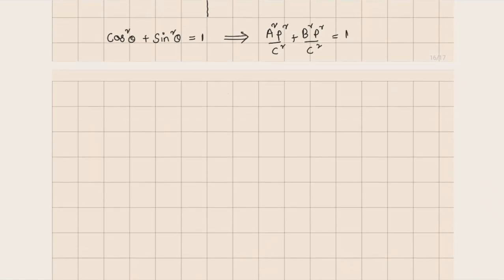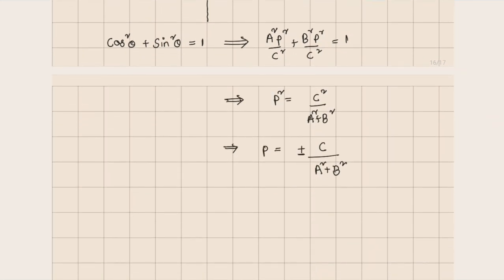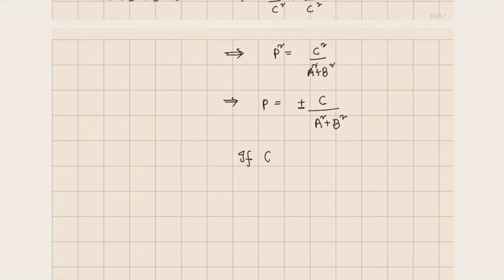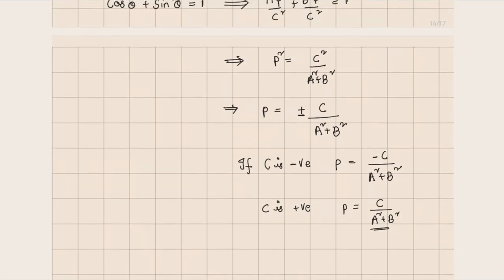Now we need to find p, which gives p square equals c square by a square plus b square. That implies p equals plus or minus c by root over a square plus b square. Now if you observe, p is nothing but the perpendicular length from the origin to the line, so the distance must be positive. So if c is negative, p equals minus c by root over a square plus b square. We have to make sure that p is positive. If c is positive, p equals c by root over a square plus b square. We have to make sure p is always positive because it's a length.